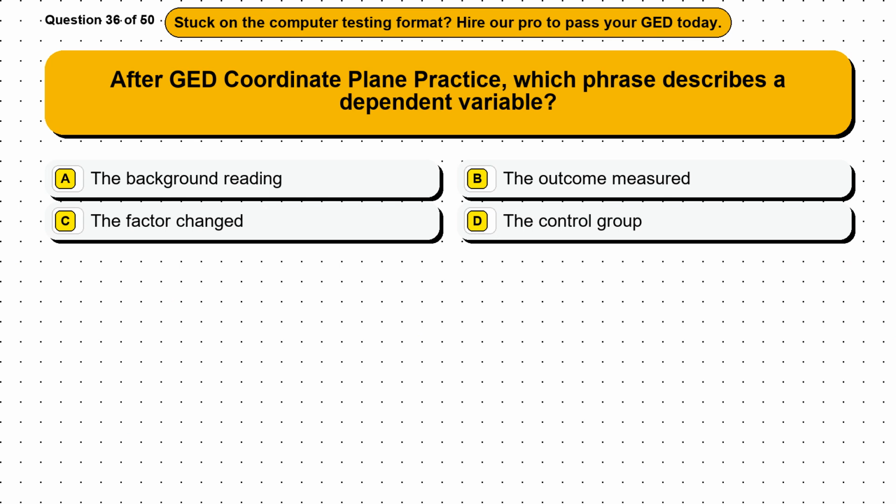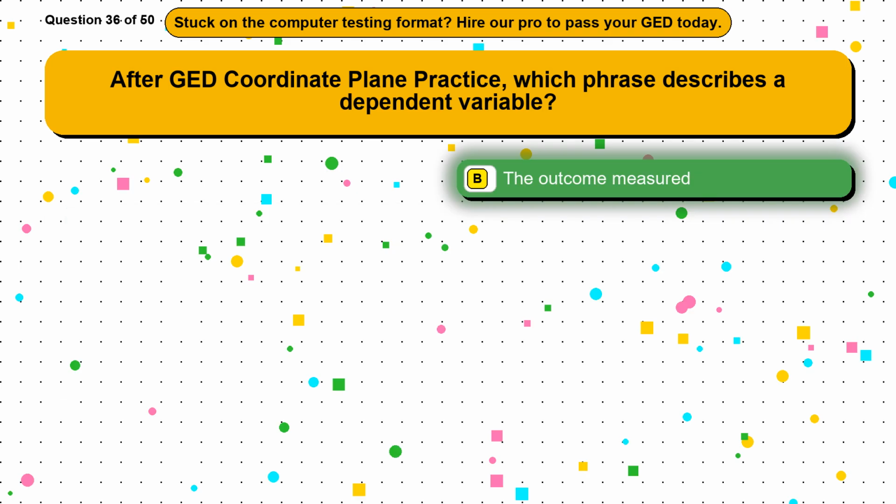Question 36. After GED Coordinate Plane Practice, which phrase describes a dependent variable? Option A. The background reading. Option B. The outcome measured. Option C. The factor changed. Option D. The control group. The correct answer is option B.